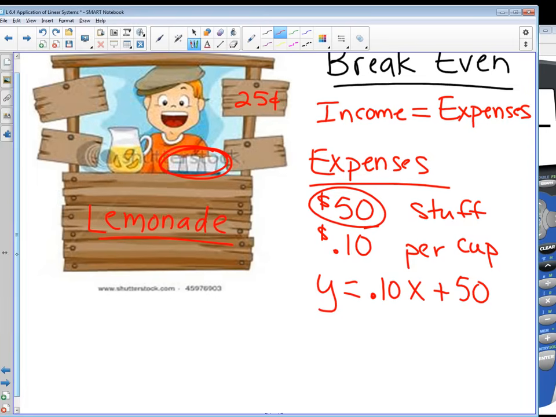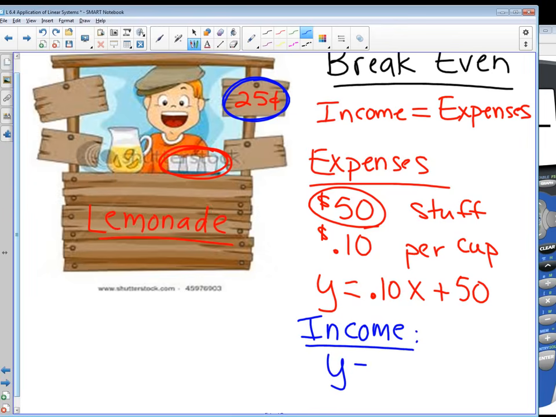Okay, so you've got your lemonade stand. Now you're ready to start making money and start earning income. The income comes from the money that you earn when you sell the lemonade. So the total amount of money, Y, will be equal to 25 cents for every cup that you sell. That's your income. When you break even, your expenses will equal your income.